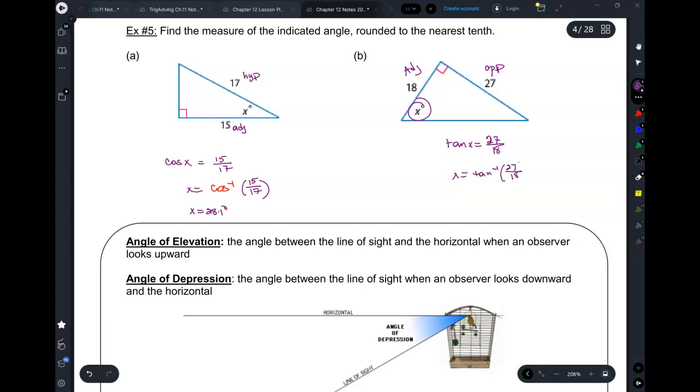Now, okay, look. 27 over 18 can be simplified by 3. But by 9 actually, but don't, because this is an intermediate step. Just plug it into your calculator as is. Don't make mistakes simplifying. All right. So how much would x be? 56.3. Yes. Okay.